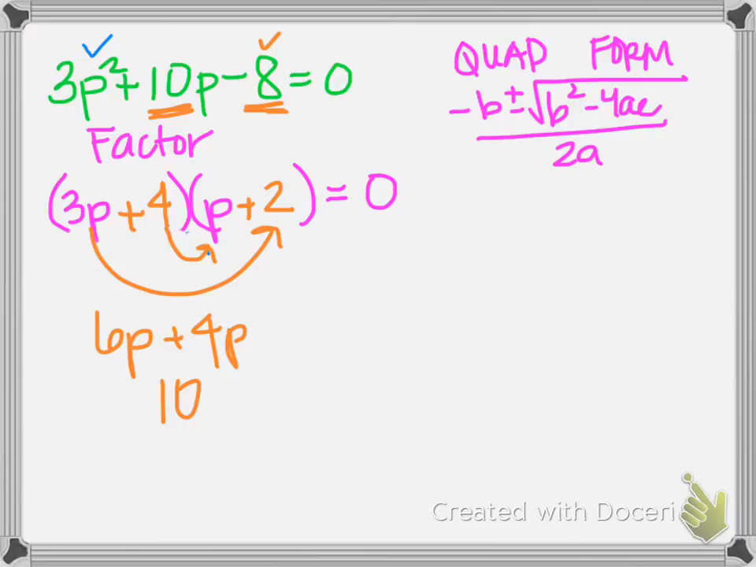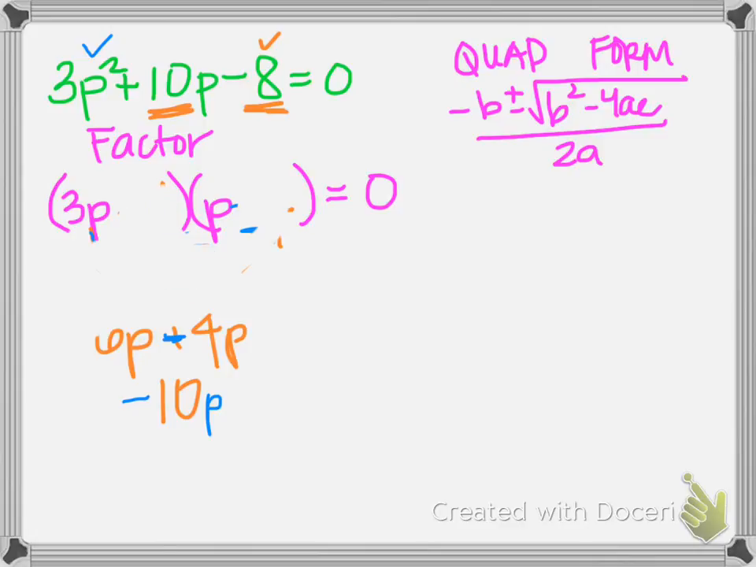However, let's check one last thing. A positive 4 times a positive 2 would give me a positive 8. But I don't have a positive 8. So I can't use 2 and I can't use 4. Well, let's try them to be negative. This right here is negative 6. This multiplied would be negative 4. And that would give me negative 10p. But I don't have negative 10p. I have positive 10p. So using 4 and 2 in this way doesn't work. I've checked both ways by using negatives and it didn't work.